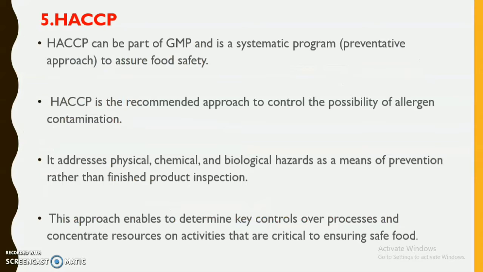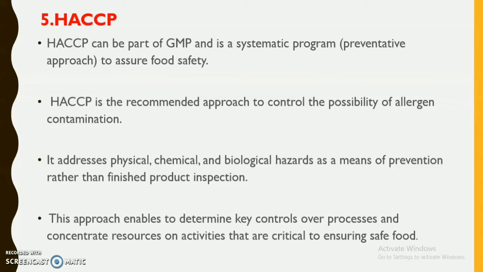First we will see hazard analysis or HACCP. HACCP can be a part of GMP and it is a systemic program. It is mainly a preventive approach to assure food safety. HACCP is a recommended approach to control the possibility of allergen contaminations. It addresses physical, chemical and biological hazards, as a means of prevention rather than finished product inspection. That is, HACCP is trying to prevent hazards.